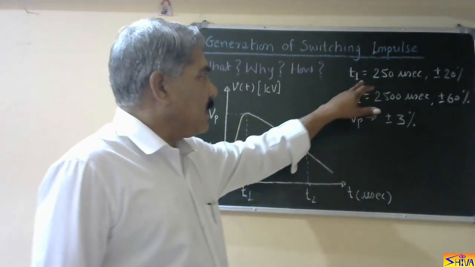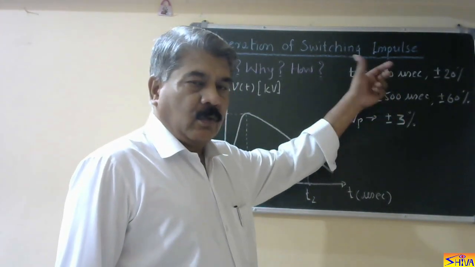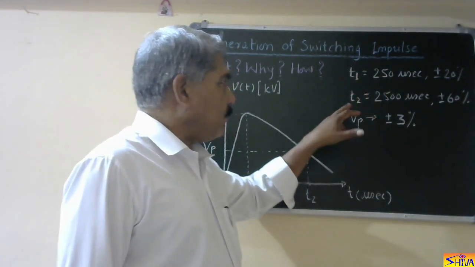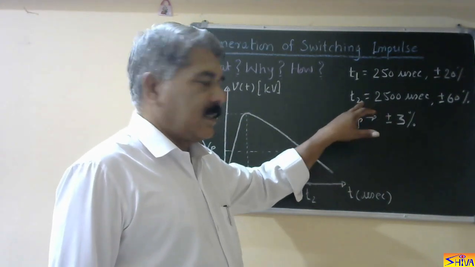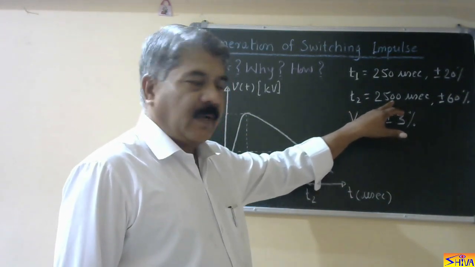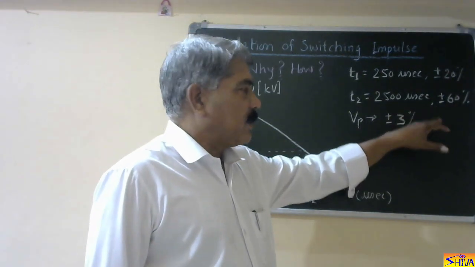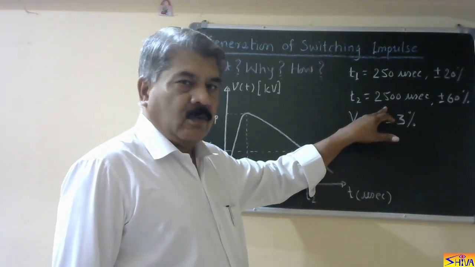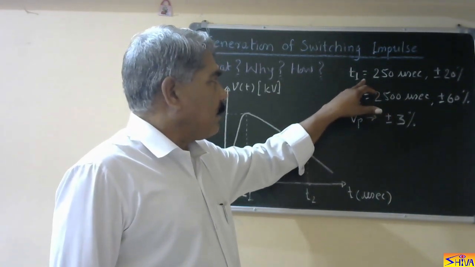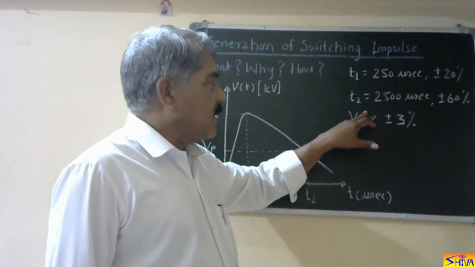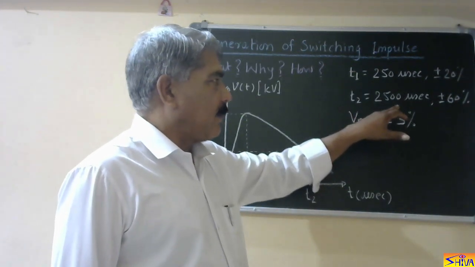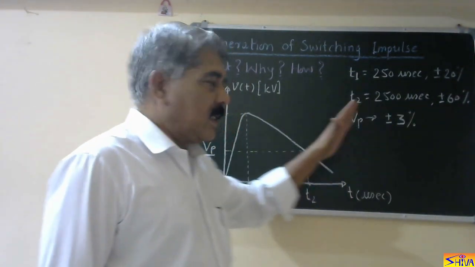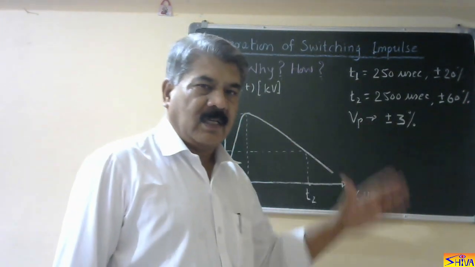For lightning impulse, this time was 1.2 microsecond. So it was relatively very sharp increase in the magnitude. T2 for switching impulse, that is, tail time or decay time, is 2500 microsecond with tolerance of plus minus 60%. For lightning over voltage, this was 50 microsecond. So lightning over voltage is a 1.2 by 50 microsecond wave, but switching impulse is a 250 by 2500 microsecond wave. And these are the specified tolerances. So this is what is switching impulse.